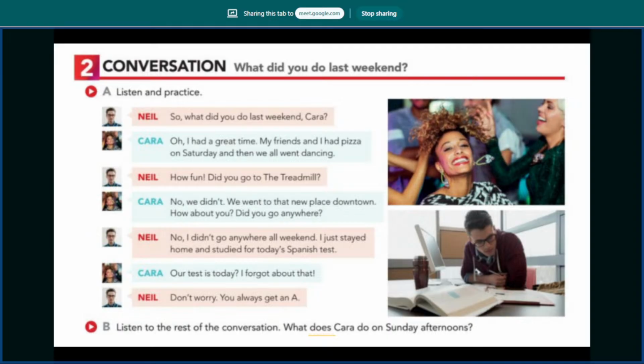So what did you do last weekend, Kara? Oh, I had a great time. My friends and I had pizza on Saturday, and then we all went dancing. How fun. Did you go to the treadmill? No, we didn't. We went to that new place downtown. How about you? Did you go anywhere? No, I didn't go anywhere all weekend. I just stayed home and studied for today's Spanish test.